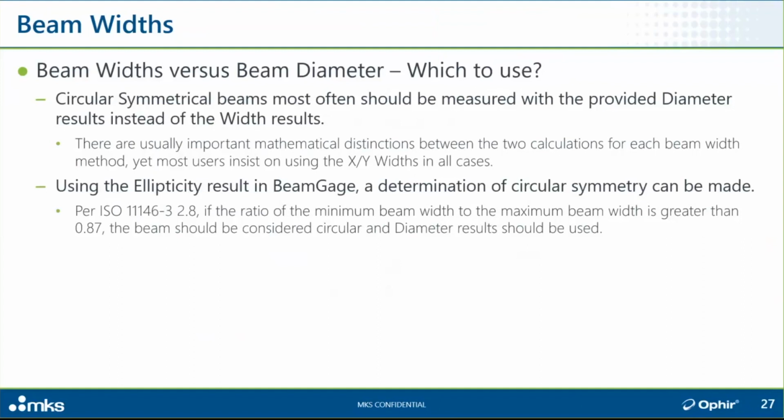If you use the ellipticity result in BeamGage, you can determine which you should use. To determine if your beam has circular symmetry, enable the ellipticity result, and if the result is greater than 0.87 per ISO 11146-3, then that beam can be considered circular and the diameter results ought to be used.